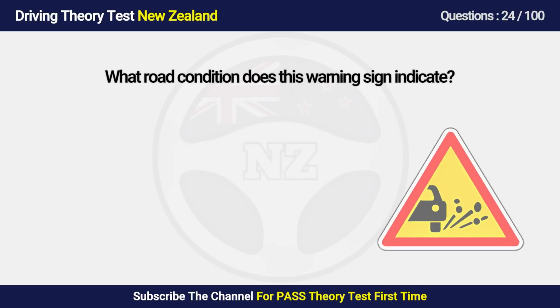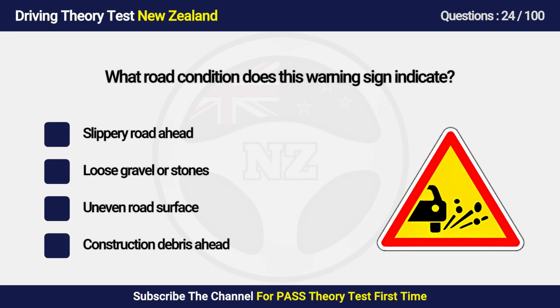Question 24. What road condition does this warning sign indicate? A. Slippery road ahead. B. Loose gravel or stones. C. Uneven road surface. D. Construction debris ahead.